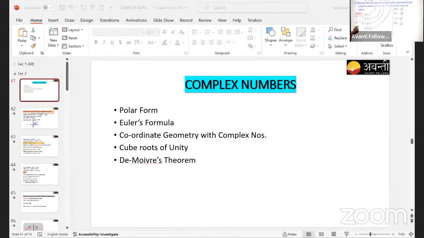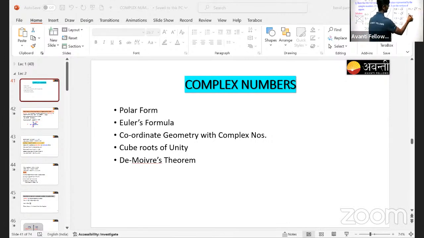Now let's check the diagonals. What are the diagonals? AC and BD. So let's check the length of AC. What is the length of AC? 2 minus 2, 0. 1 minus 5, minus 4 whole square, 16. That means under root of 16, which is 4.